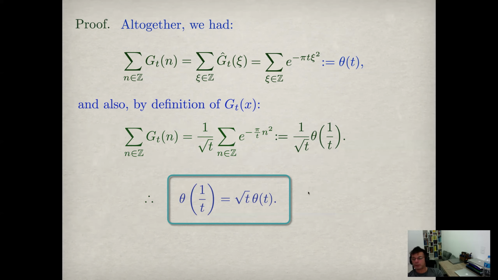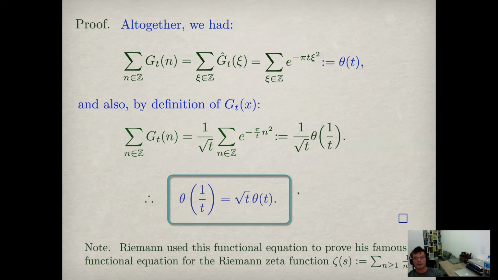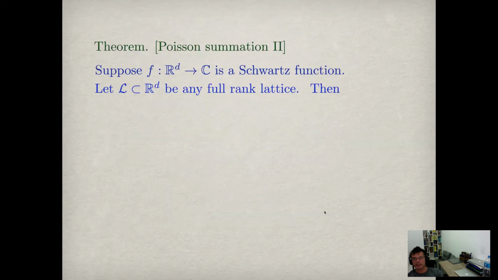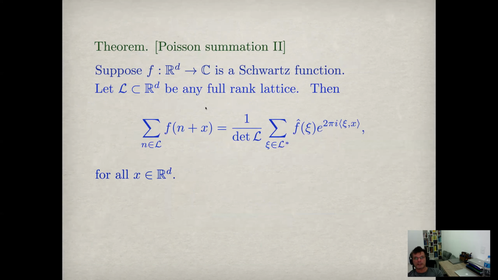This was known for well over 100 years, maybe close to 200. But in any case, as we said before, Riemann used this functional equation to prove his famous functional equation for the Riemann zeta function. Let's prove a slightly different Poisson summation formula. Again, for Schwartz functions, let L be any full rank lattice.